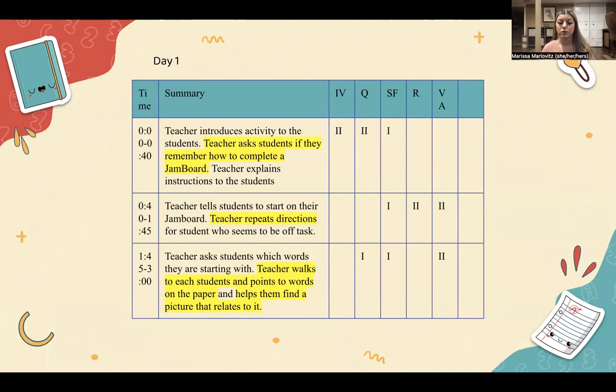I repeated directions. Repeating directions is a big thing for ELL students. It kind of goes into scaffolding. You want to repeat and repeat and repeat, especially for those students who seem off task. And then lastly, the last part of my summary, teacher asked students which words they're starting with. I walked around to each student. I pointed to words on their paper directly, and then I also helped them find a picture that related to it directly. And this transcript does come from when they were working on just Jamboards.